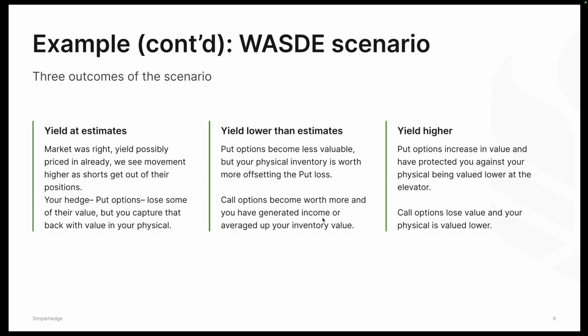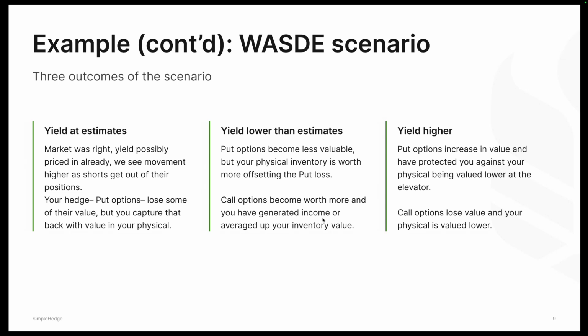So those put options will start to lose more value, but remember, you're looking at it as a financial and physical, where your physical, all your inventory, your actual grain and oil seeds, because of this bullish report, just increased in their cash price. So if you had a call option on that, the call option is becoming worth more and you've generated income as a trade, or you helped generate more income that you can say averaged up your inventory value.